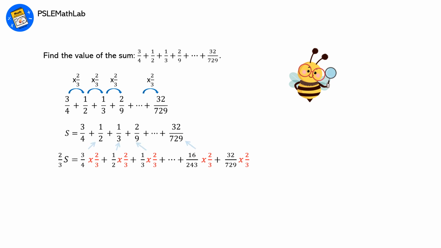And here we actually can find the pattern. The first term times the ratio is the second term, the second term times the ratio is the third term, the third term times the ratio is the fourth term, and also the second last term times the ratio is the last term. And then we are going to do a subtraction.